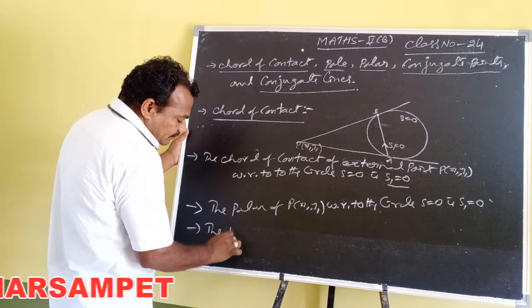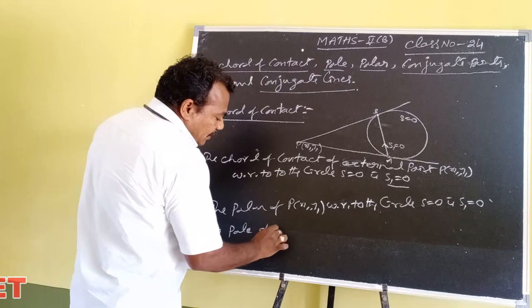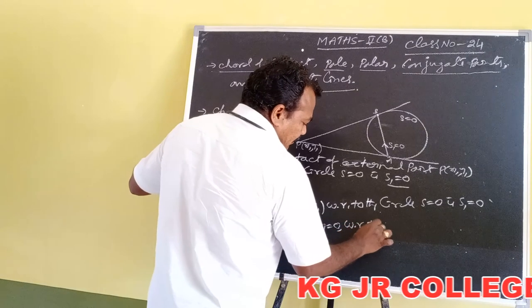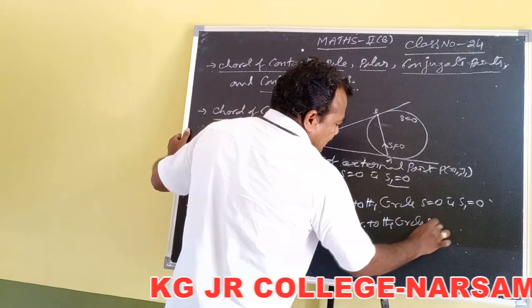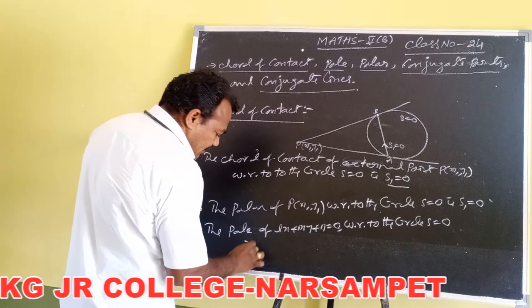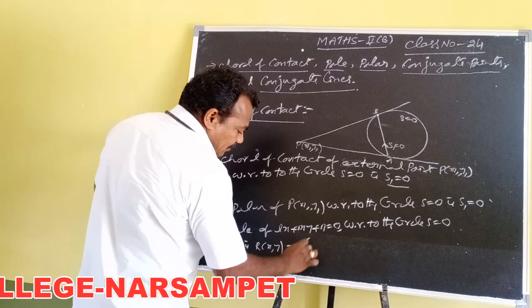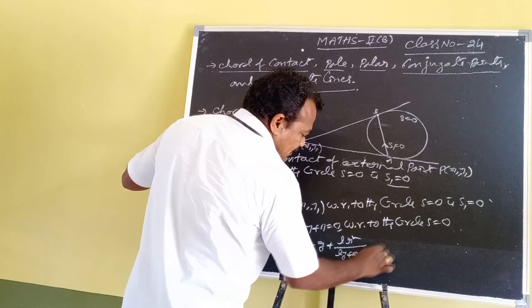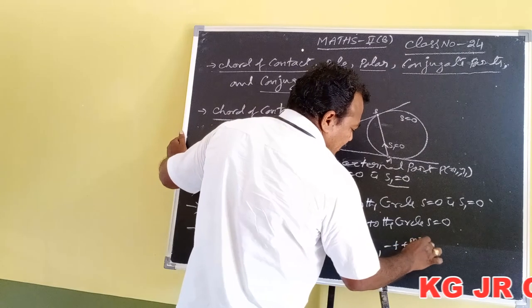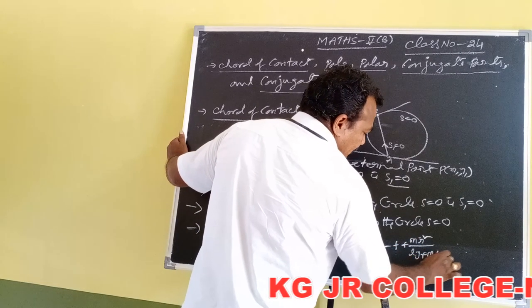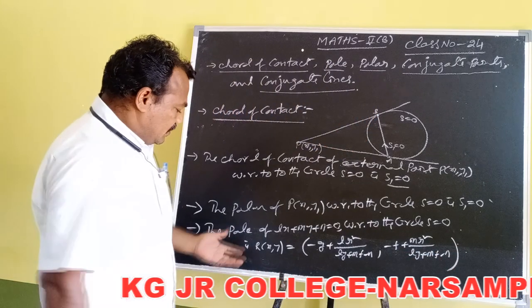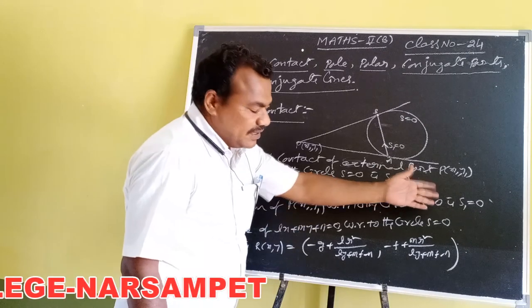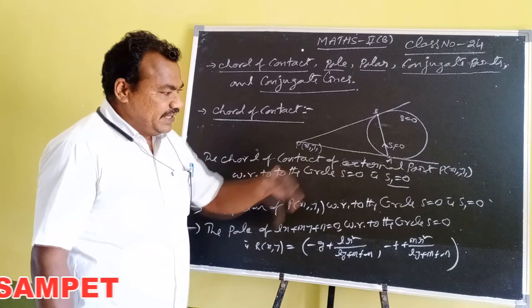And the pole of the line lx + my + n = 0 with respect to the circle S = 0 is given by the pole coordinates: already we know this, (-g + lr²/(lg + mf - n), -f + mr²/(lg + mf - n)). Yes, these are the pole coordinates. And the polar of the point P(x1, y1) with respect to the circle S = 0 is given by S1 = 0.